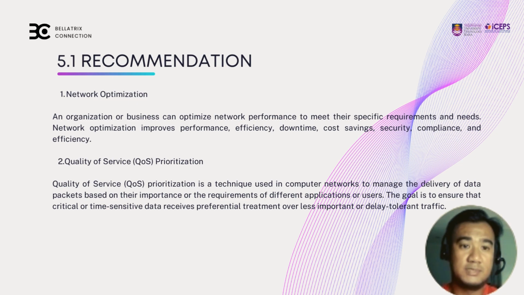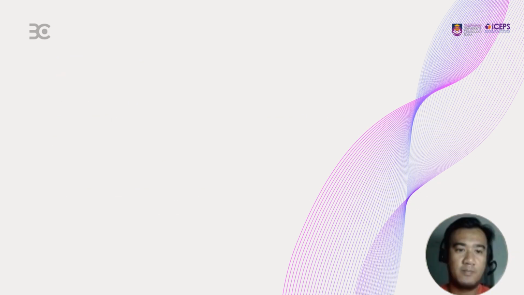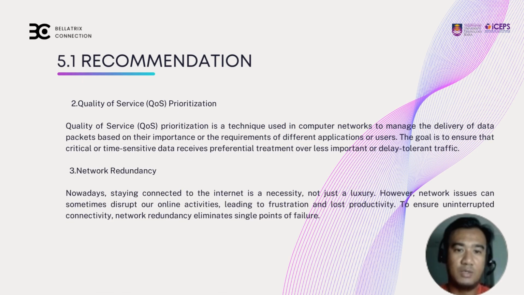Next is quality of service prioritization. QoS is a technique used in computer networks to manage the delivery of data packets based on their importance or the requirement of different application users. The goal is to ensure that critical or time-sensitive data receives preference treatment over less important or delay-tolerant traffic. So it also has two key points.